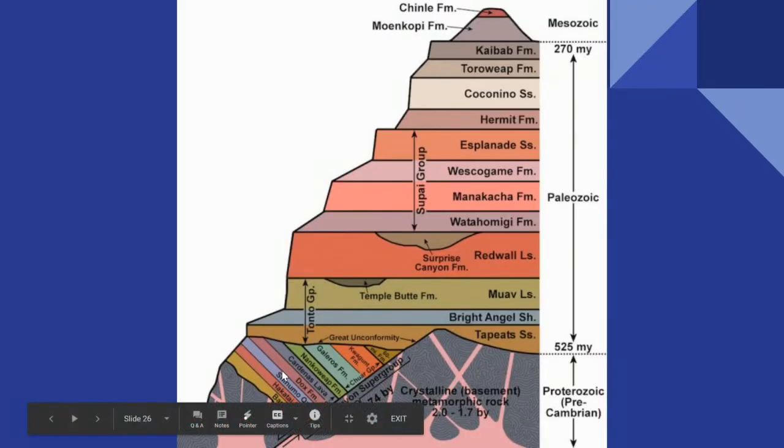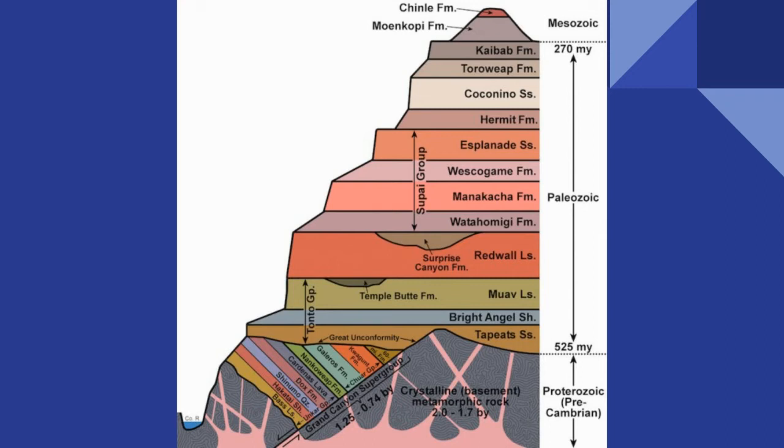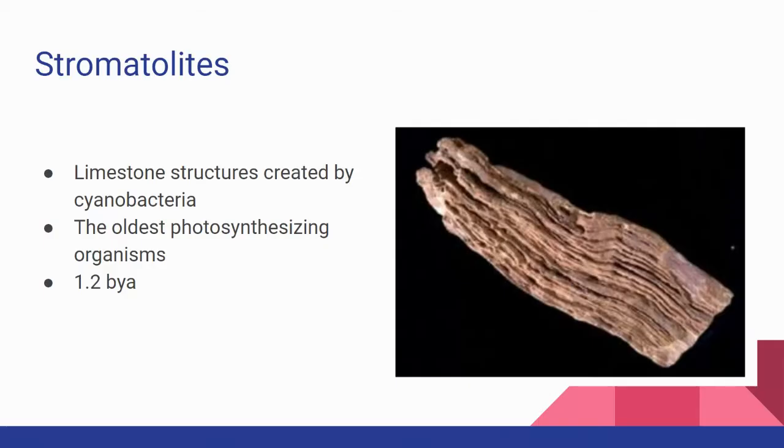At the very bottom here, it's called the Grand Canyon Supergroup. This rock here is 1.2 billion years old, and this is where we find evidence of the oldest fossils in the Grand Canyon. These are called stromatolites, and these are limestone structures created by cyanobacteria. These are little green bacteria, very primitive photosynthesizing organisms. They're responsible for the oxygen creation here on Earth.